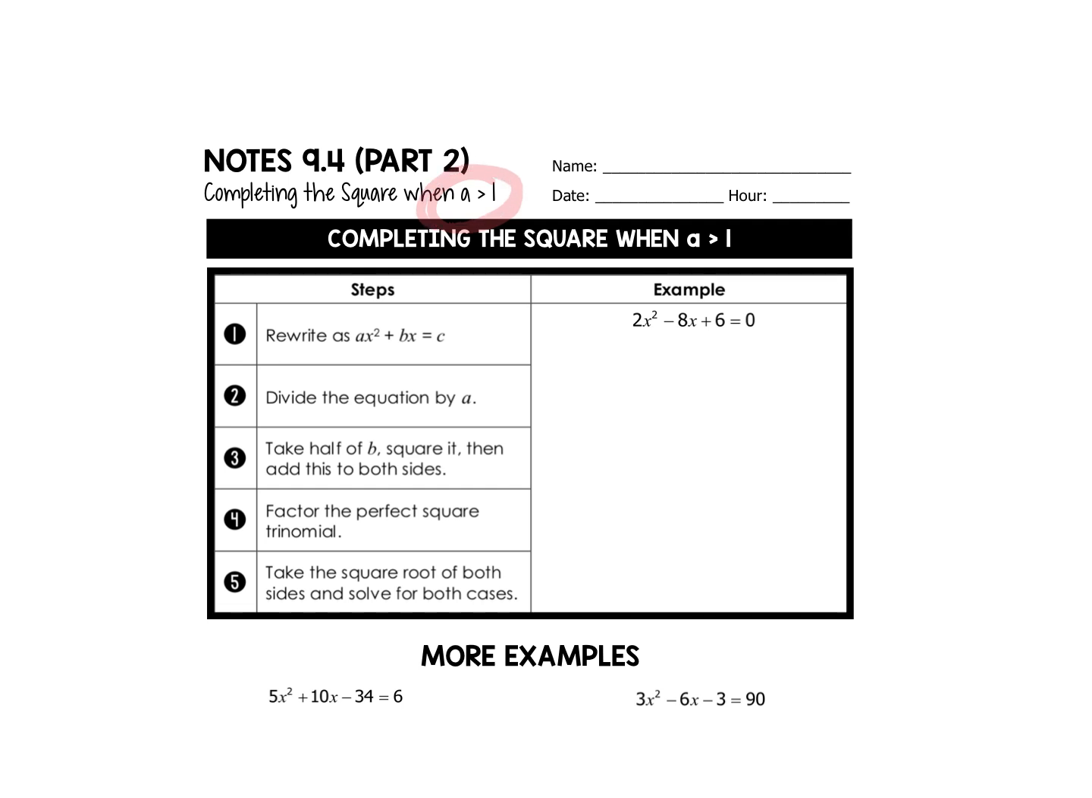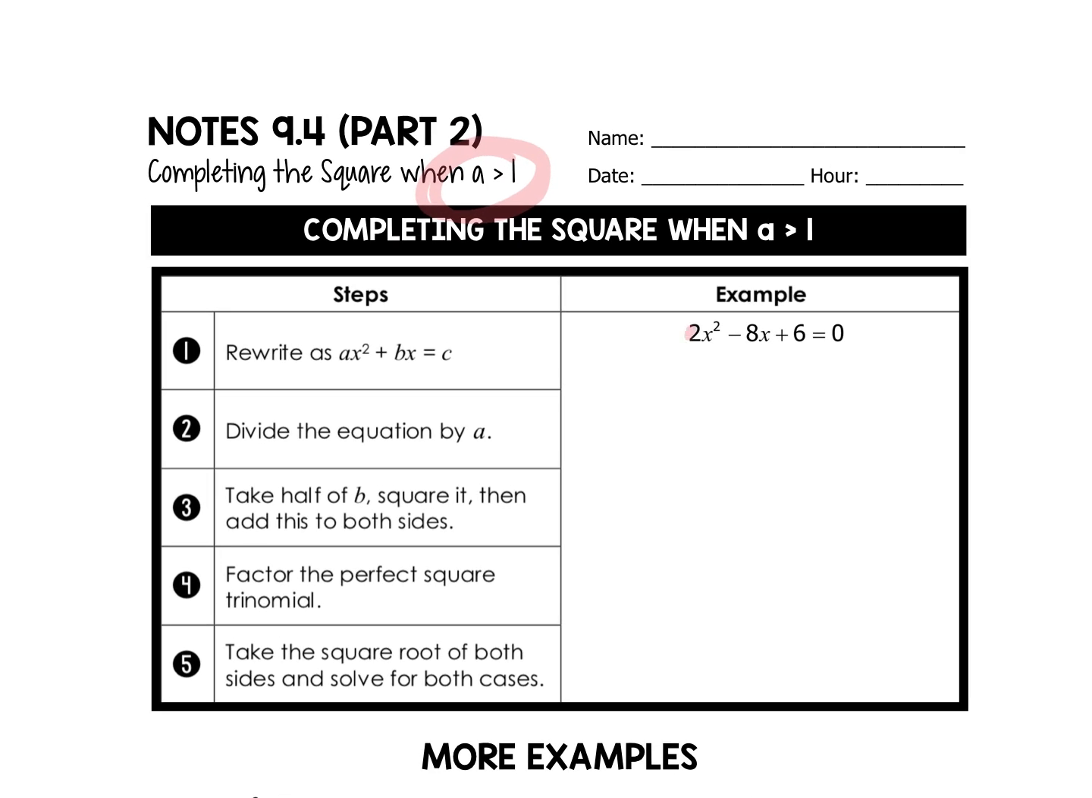So just remember the a value of the quadratic is going to be the coefficient of the squared term. So in other words, this number right here. So in this quadratic example that's provided right here, the a value is 2.